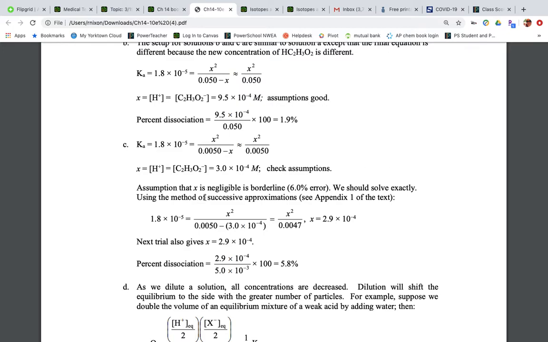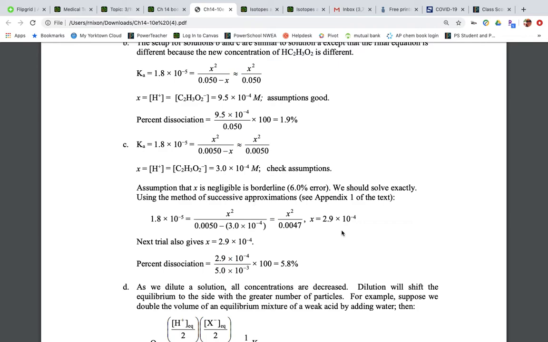Now, one process is what's called successive approximations. We would have just done the quadratic formula. Anytime you see successive approximations, this is essentially saying that our shortcut didn't work, so we also could have done the quadratic formula. If you did the quadratic formula or you understand the successive approximations, don't worry about spending time trying to figure it out unless you already have. Essentially, you then figure out that your x value is 2.9 times 10 to the negative fourth. So that would be how much hydrogen ion and how much anion I would generate.